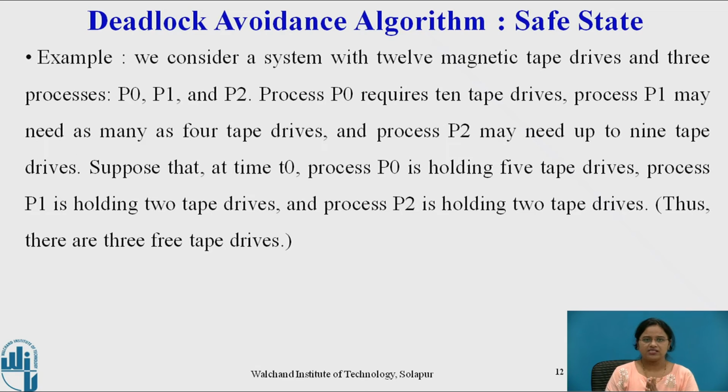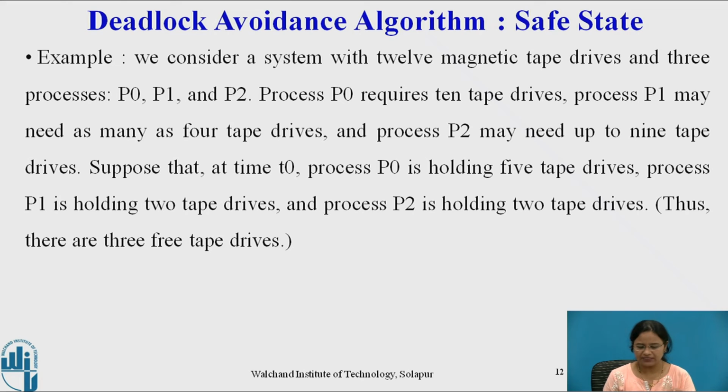Let us consider one example where we have 12 magnetic tape drives. This tape drive is nothing but a resource, and we have 3 processes P0, P1 and P2. Process P0 requires 10 tape drives, meaning this is the need for process P0. P1 may require 4 tape drives, P2 may require 9 tape drives. So 10, 4 and 9 is the request of processes P0, P1 and P2, and total available resources are 12.